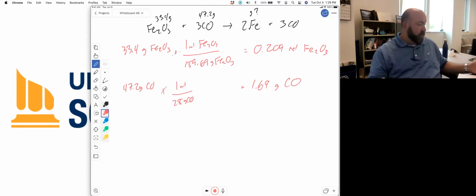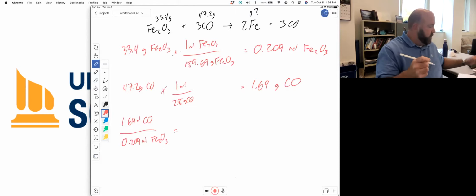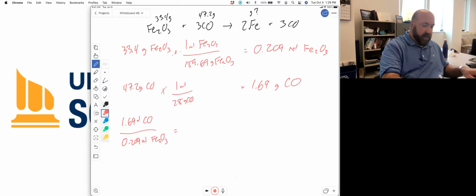Now we set up some ratios. What I typically do in this method is always divide one by the other. I usually divide the larger by the smaller, just so I end up with a 1 down bottom, so to speak. So I'm going to divide my 1.69 moles of CO by my 0.209 moles of Fe2O3, and I divide that through, and I see that I have 8 moles of CO to every 1 mole of Fe2O3.